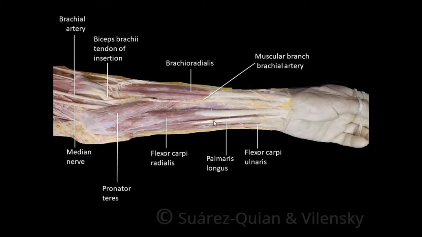Okay, so we can identify the pronator teres, then the flexor carpi radialis, then the palmaris longus tendon, and then the flexor carpi ulnaris tendon.